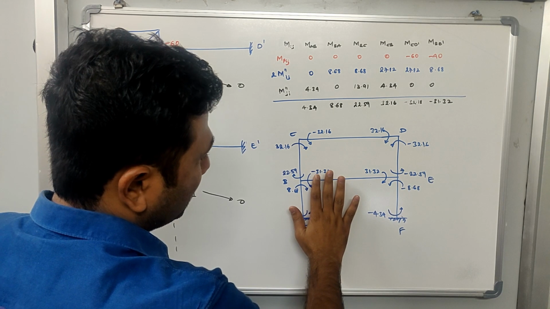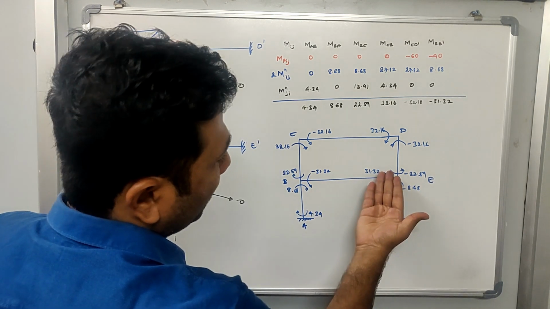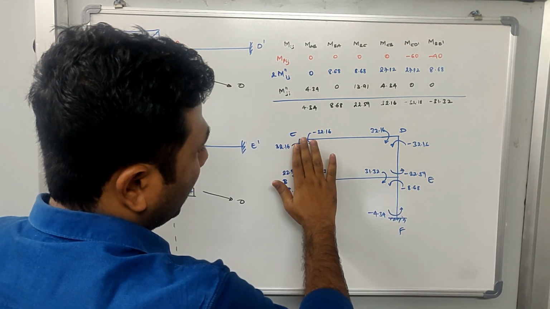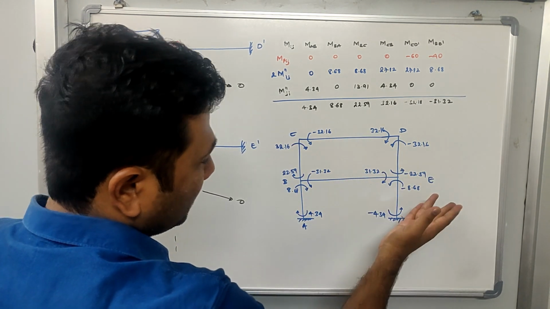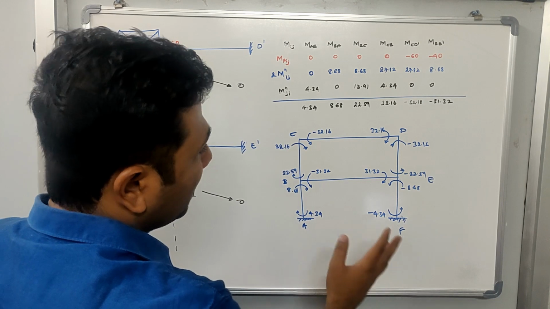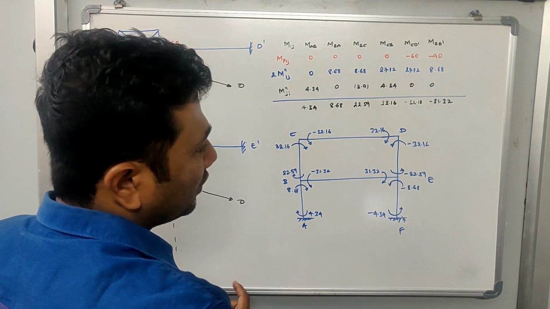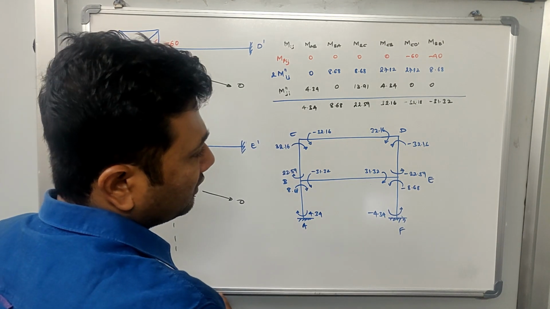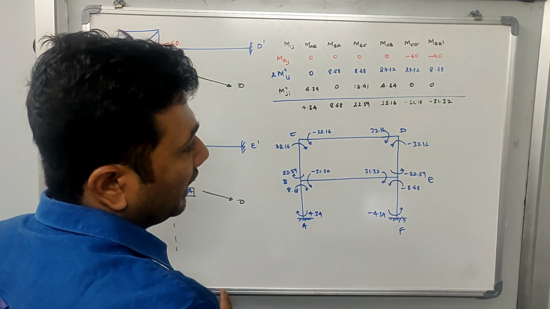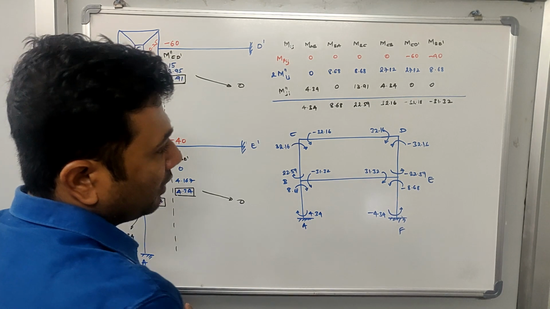This is what I have done. If it is negative here, this side will become positive. If it is positive here, this side will become negative. So all the values are written as they are, only changing the directions. This is how the symmetry works, and by taking advantage of symmetry, we can simplify the method of analyzing our frames. Okay, right.